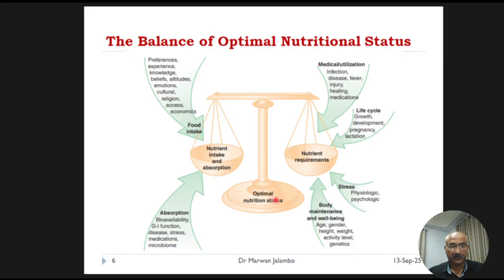In the center here, you see the scale perfectly balanced, representing optimal nutritional status. On the left hand side of the scale, we have nutrient intake and absorption. This is influenced by everything that goes into deciding what we eat: our preferences, knowledge, culture and religious belief, and economic access.